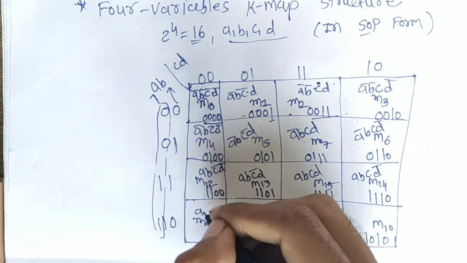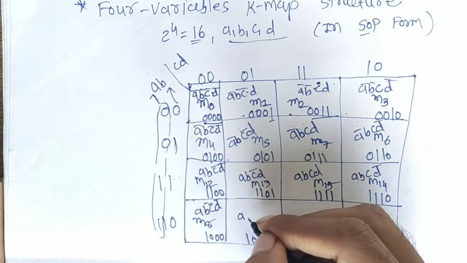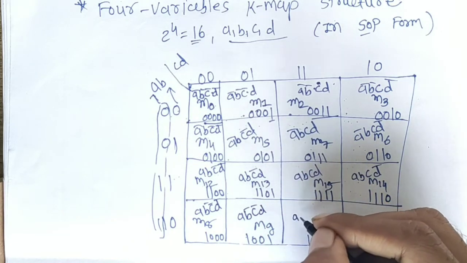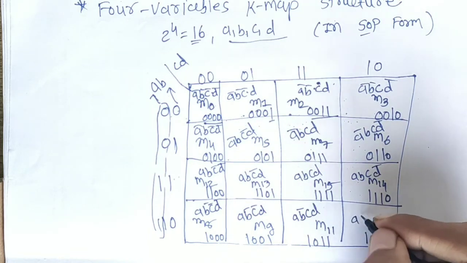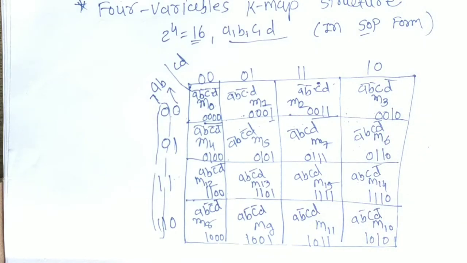Here A is only 1. Remaining 3 are 0, so B bar, C bar and D bar. Here is A, B bar, C bar, D. Here is A, B bar, C, D. And the last one is A, B bar, C and D bar. This is the address of each and every cell of the 4 variable K-map, right?